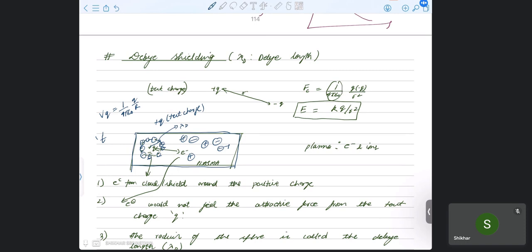Outside this sphere, if some electron is situated here, it will not feel the attractive force from this positive test charge. So this is the significance.